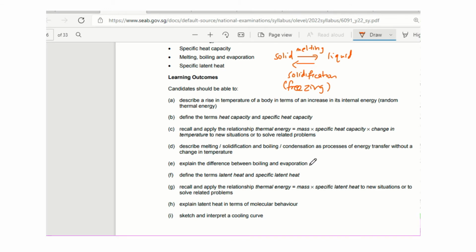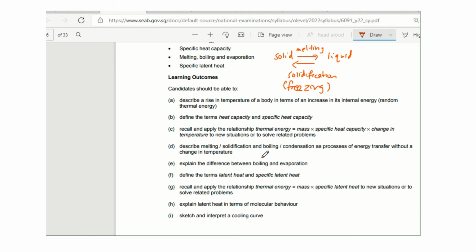Okay, but for evaporation, it only takes place at the surface of the liquid, because in evaporation, the liquid particles with a higher kinetic energy are able to escape from the liquid phase to the gaseous phase. So it only takes place at the surface of the liquid for evaporation.